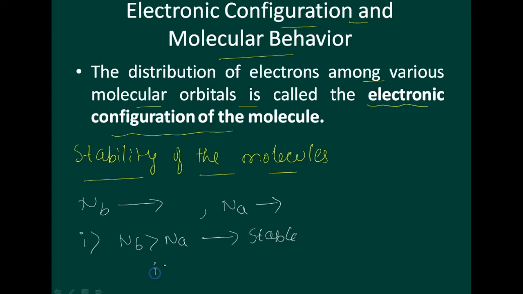And the second case is Nb less than Na, which is unstable. So when more bonding orbitals are occupied, the bonding influence is stronger and a stable molecule results. And in the second case, the antibonding influence is stronger and therefore the molecule is unstable.